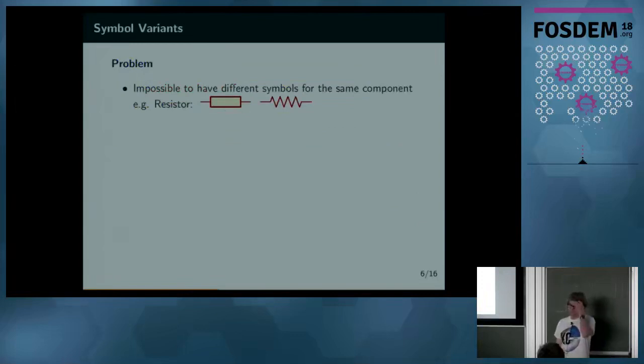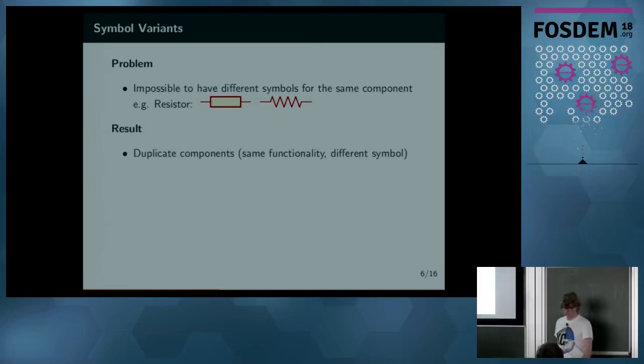So another problem of existing library systems is there is no way to have different symbols for the same component. For example, a resistor can have an American or a European symbol, but there is no solution for that in many tools. And this results in duplicated components with exactly the same functionality but different symbols.